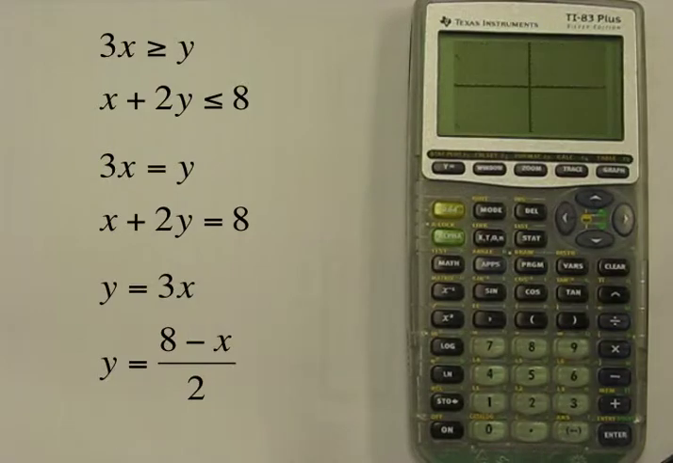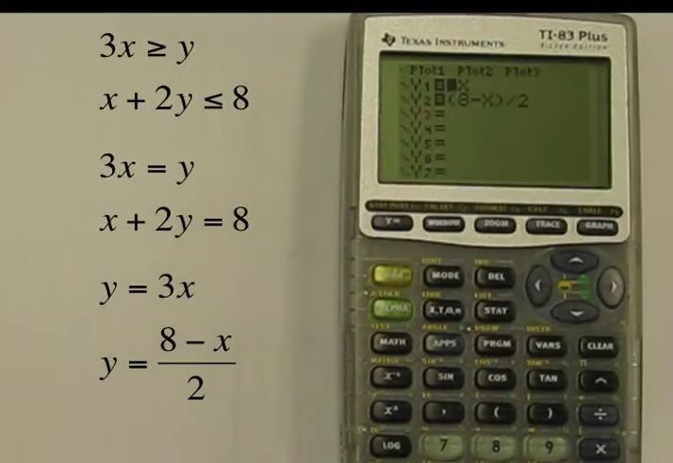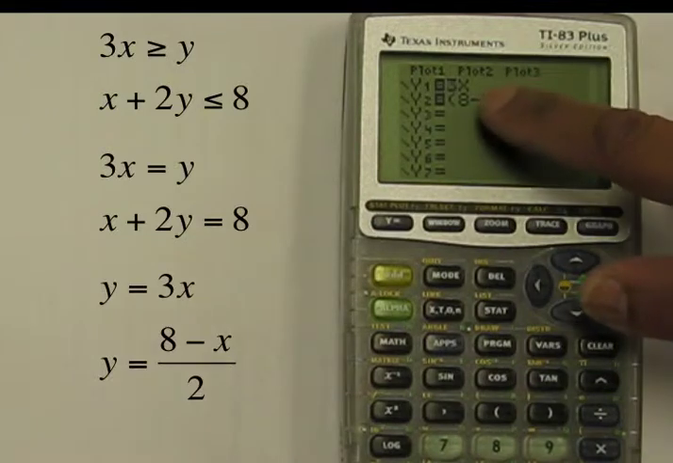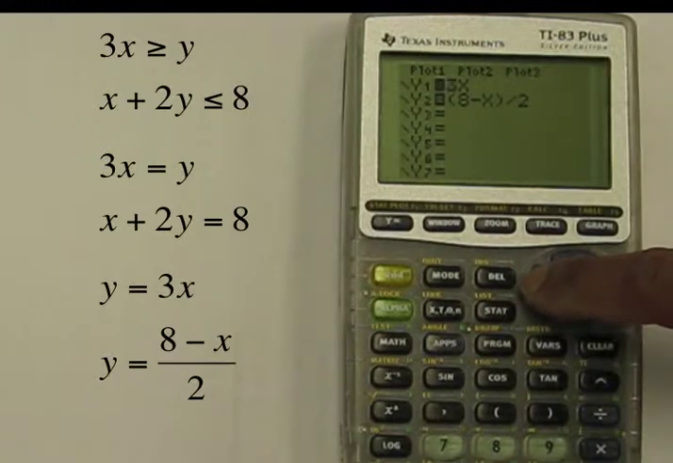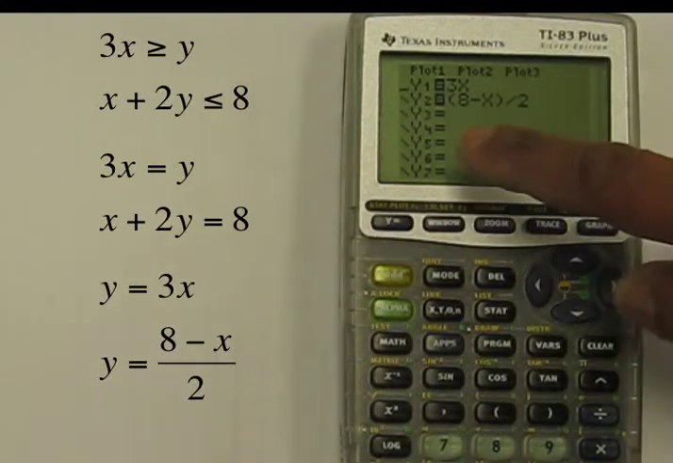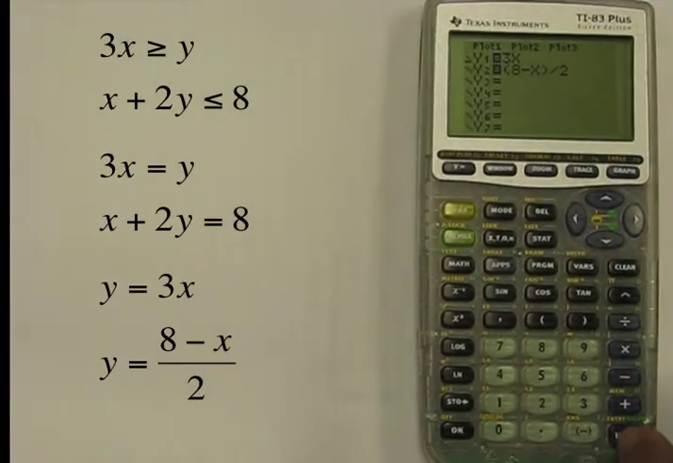If we simply hit graph here, we see the two lines, we see their intersection, and we found the intersection earlier. However, we want to see the graph of the inequality. In order to do that, we have to do some shading. Let's go back to the y equals editor. We want to shade to the right of the line 3x. In fact, that is actually below the line 3x. So we scroll to the left of my y equals, and we hit enter until we see a lower triangle.